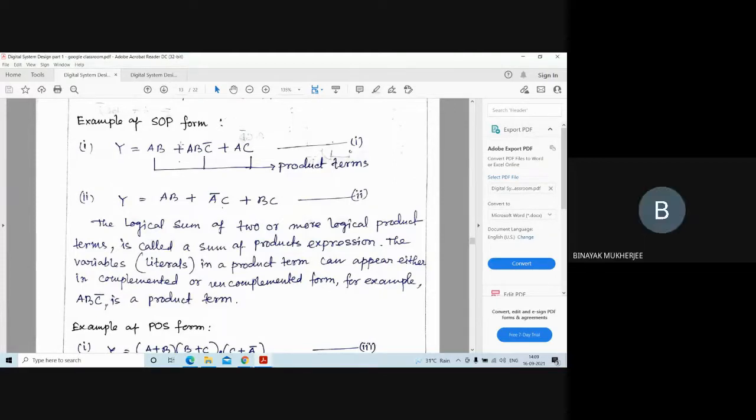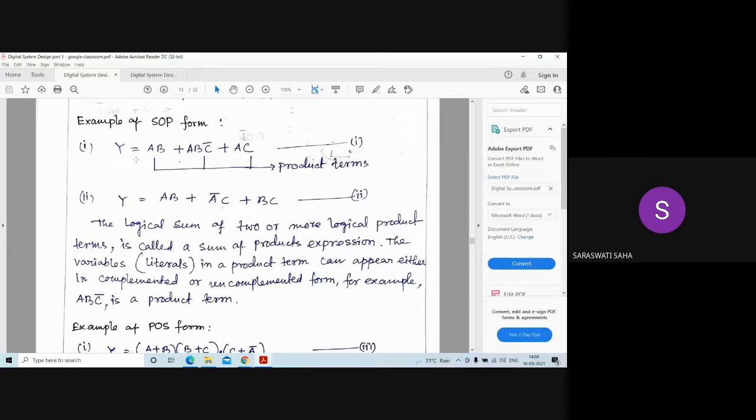Three. I am asking about the number of input variables. Inputs are 3 and 1 is the output. So the number of inputs is 3, because A, B, C, these are the 3 input variables.